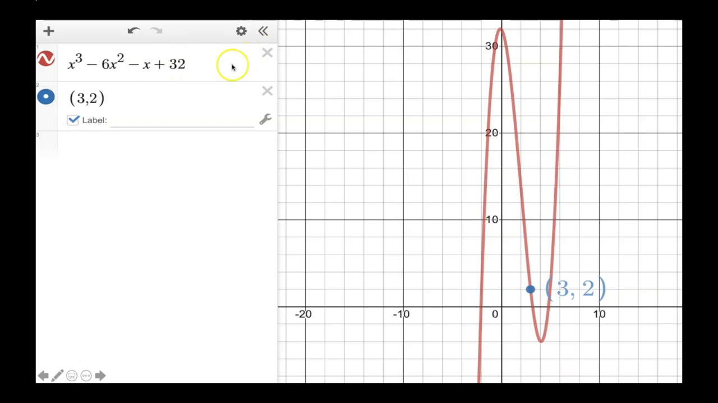Maybe you want to notice this. This 32 is actually right there. That's the y-intercept. And 3, 2, that's the remainder 2. 3, 2 is a point on the graph. So it's not just a waste of time when I have something like this happen. A remainder is actually going to give me a point on the line.